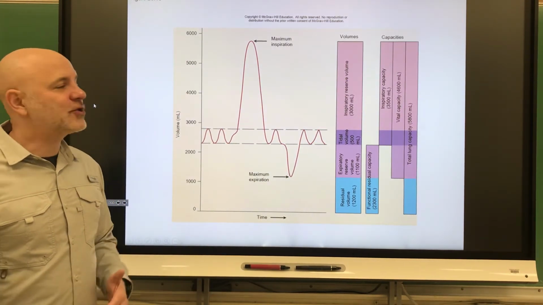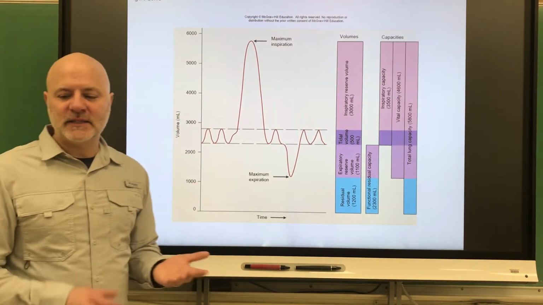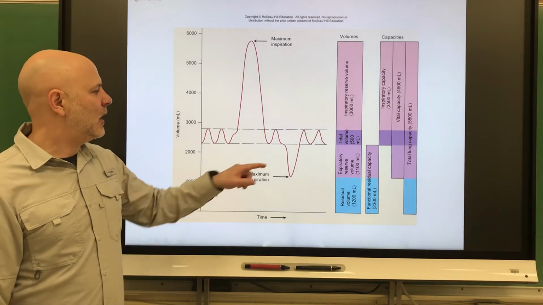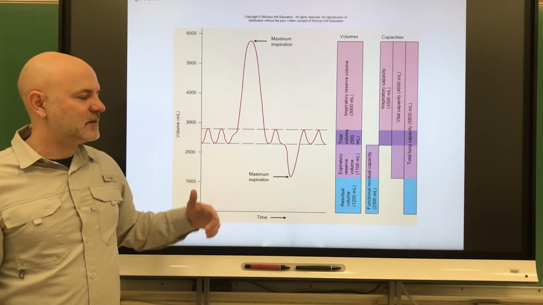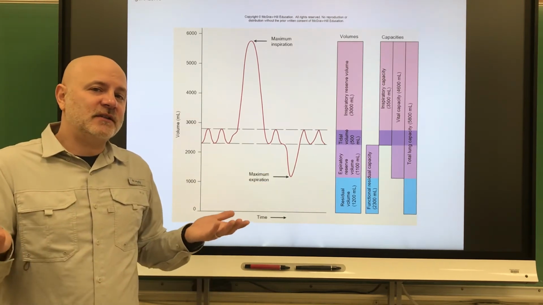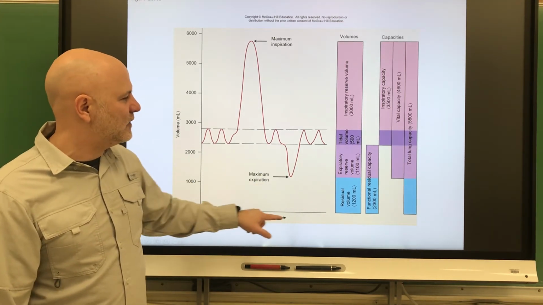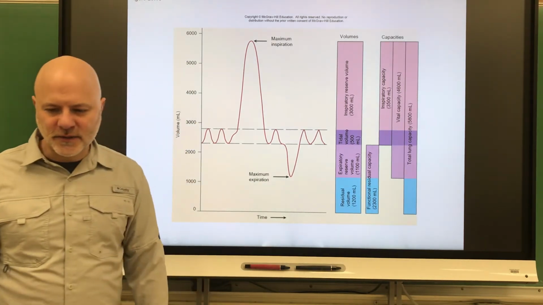Next is our functional residual capacity. This is the volume of air remaining in the lungs after a normal tidal volume expiration. So all of this is our functional residual capacity. Why we call it functional is because this is the normal situation, so this is how much air is in your lungs pretty much all the time. That's about 2,300 milliliters.